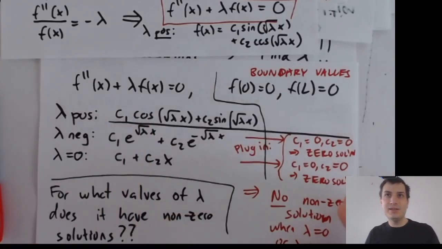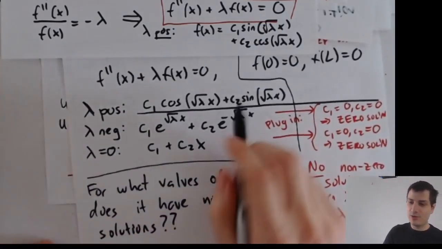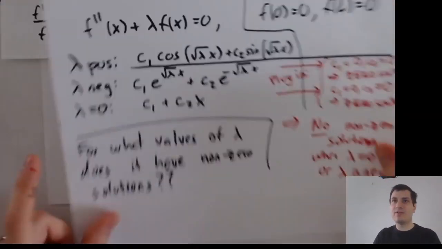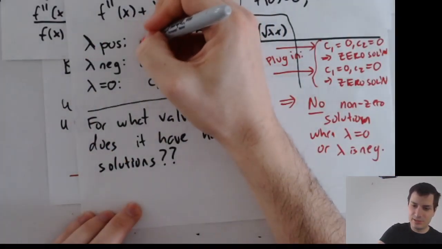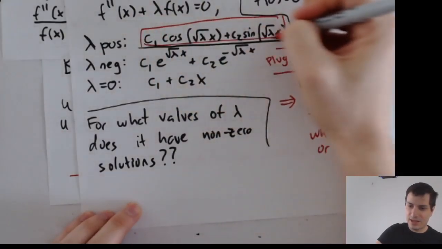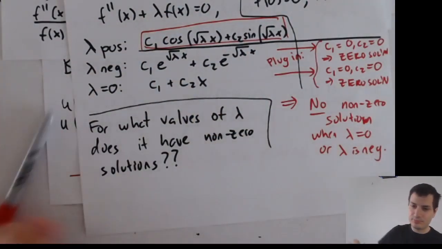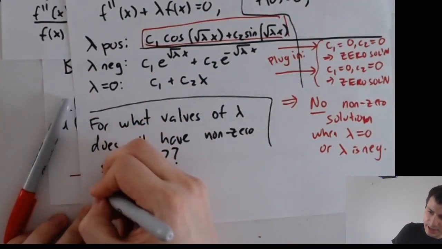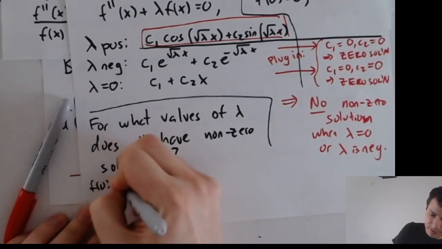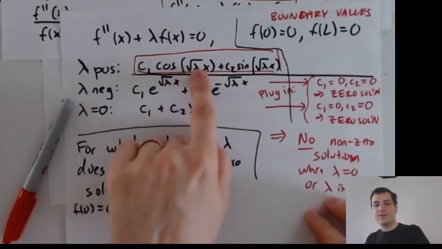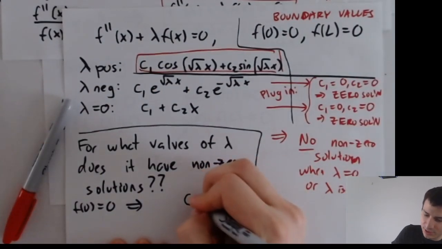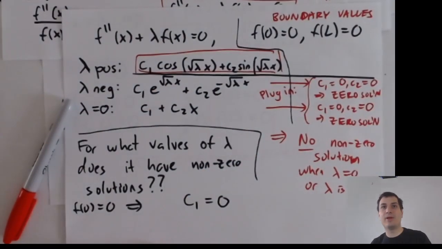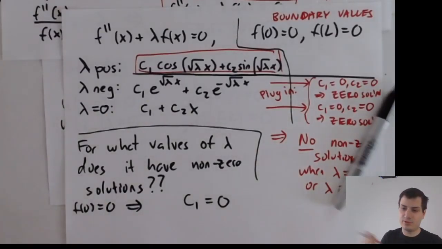And so if you plug the stuff in, you get two equations with two unknowns, f of 0 equals 0 and f of L equals 0. So I'm plugging in here. You get f of 0 equals 0. So if you plug in 0, the sine of 0 is 0, the cosine of 0 is 1, you get c1 equals 0. That's from f of 0 equals 0.